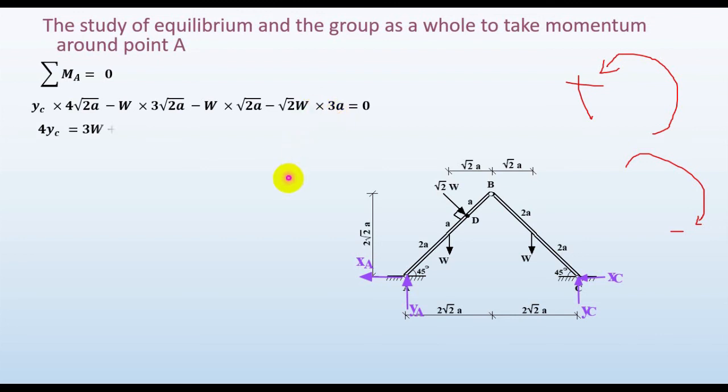From that one we will get that force YC equals 3W plus W multiplied by 3W, because we divide by 4 square root 2a, and these things will disappear, this one with that one with that one with that one, so like this.